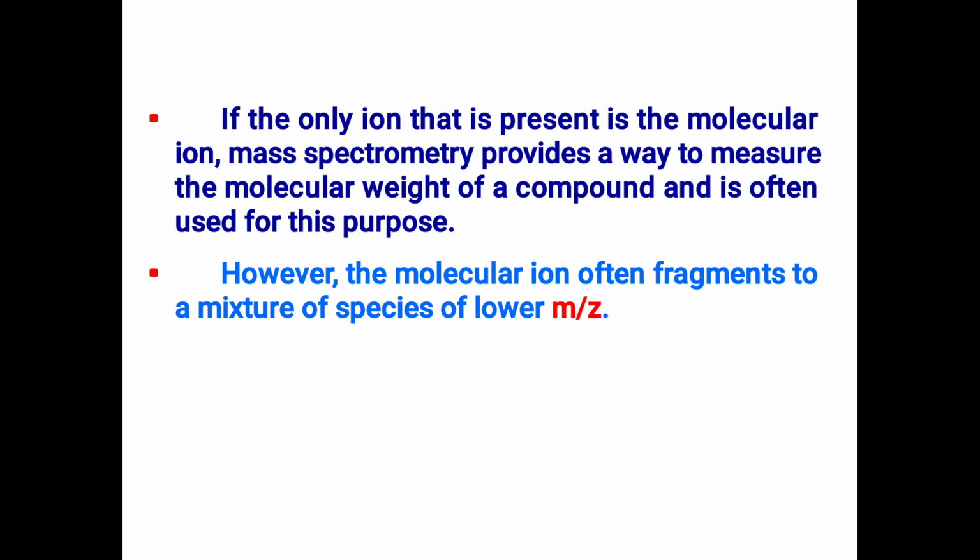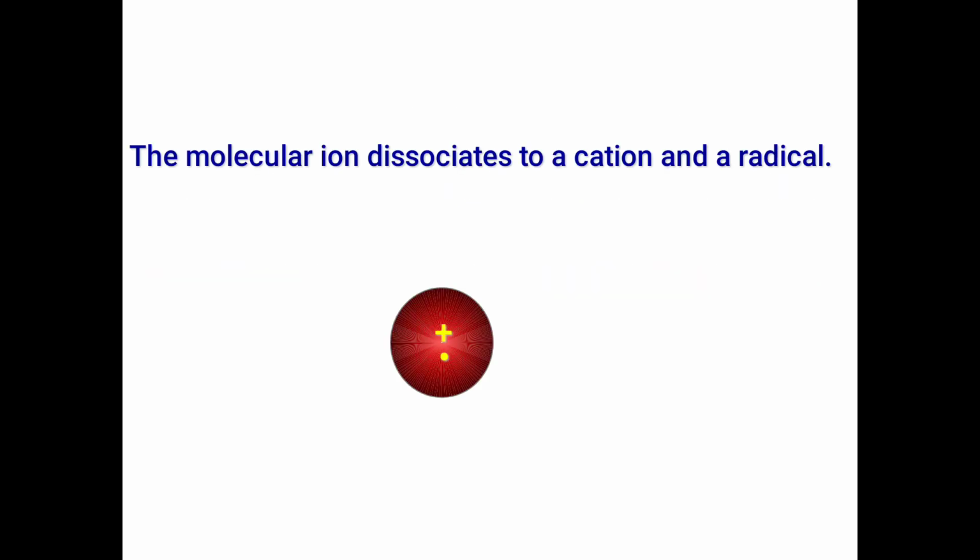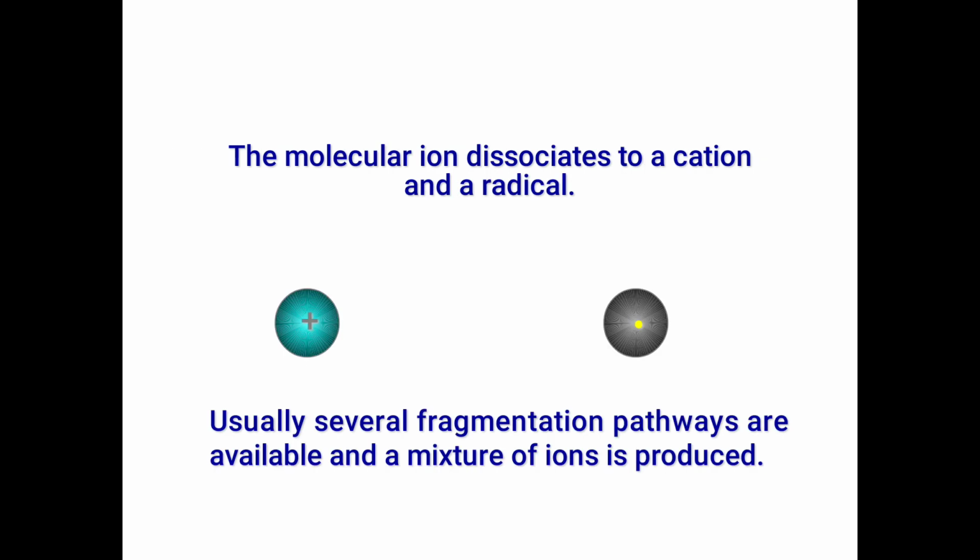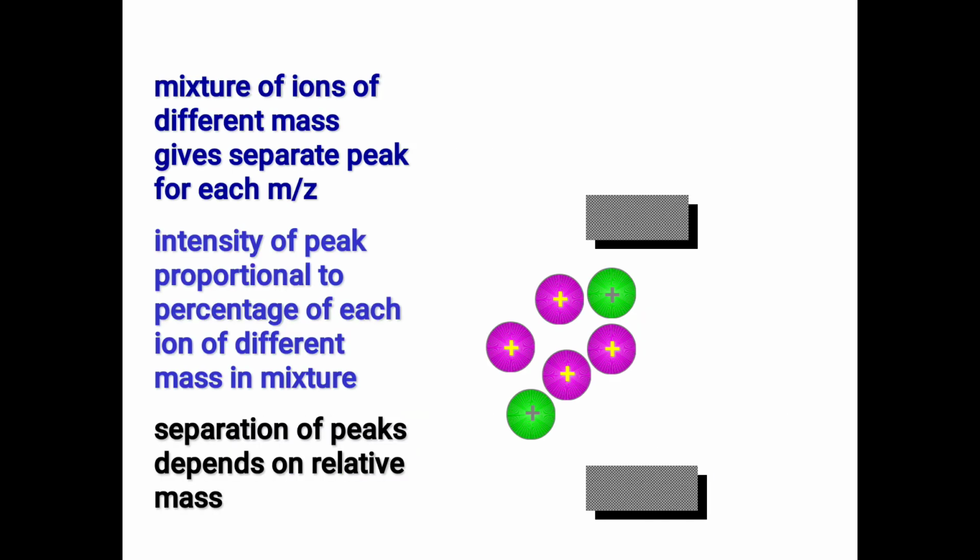The molecular ion often fragments, giving a mixture of species of lower m/z. The molecular ion dissociates to a cation and a radical. Usually several fragmentation pathways are available, and a mixture of ions is produced. A mixture of ions of different mass gives a separate peak for each m/z. The intensity of the peak is proportional to the percentage of each ion of different mass in the mixture. The separation of peaks depends on the relative mass.